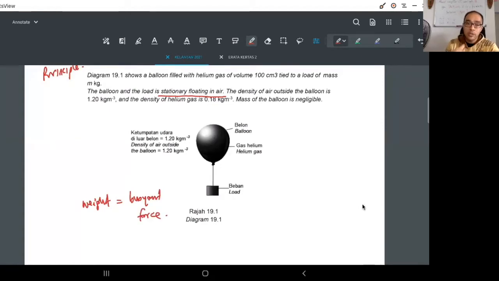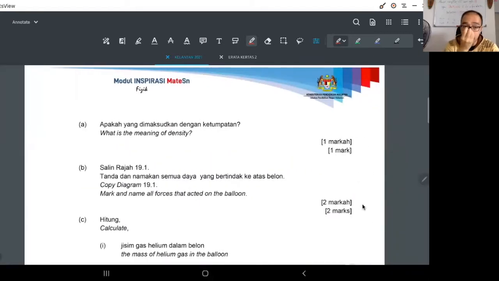So the weight equals to the buoyant force because it's not going up and not going down. So that means the two forces: up here is the buoyant force, because of the helium, and going downwards is the weight. So the first question is usually a definition question. What is the meaning of density? Density is mass per unit volume. It is a standard definition, and I think density is a Form 1 science definition, maybe.